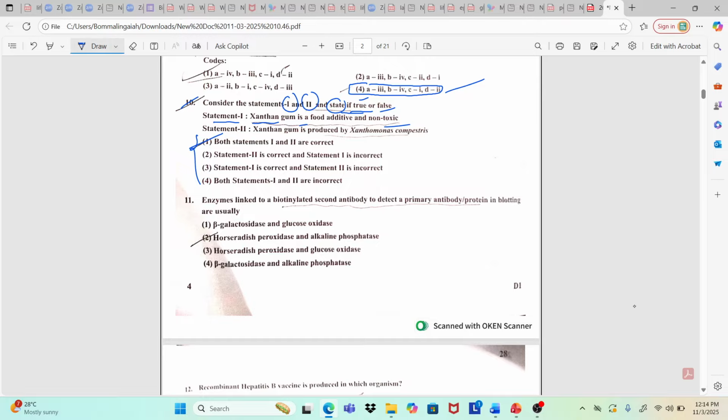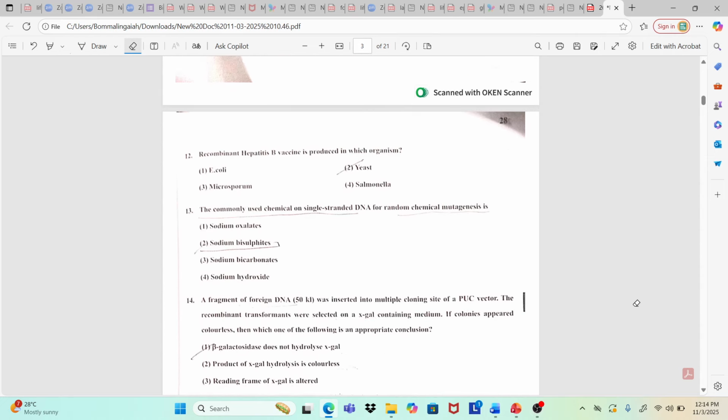Question number 11. Enzymes linked to a biotinylated second antibody to detect a primary antibody protein in blotting are usually oxidase, peroxidase and alkaline phosphatase. Option number B is the correct answer. Next question, question number 12. Here, recombinant hepatitis B vaccine is produced in which organism? Commonly, we are already familiar with this concept. The correct answer is yeast. Next question.